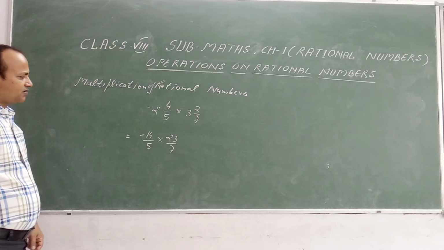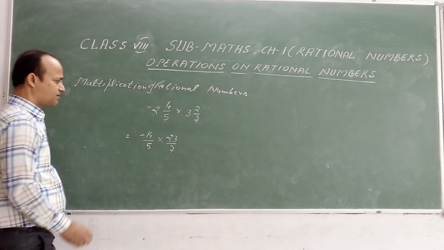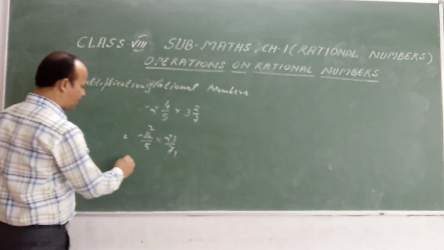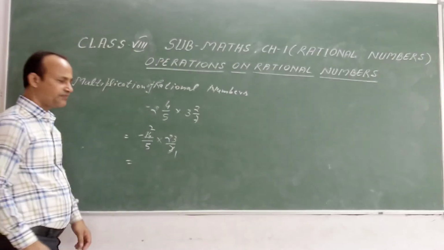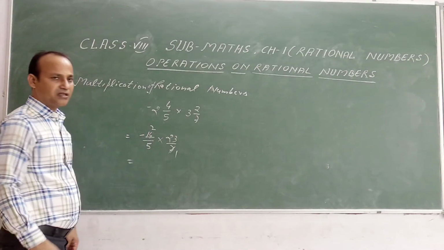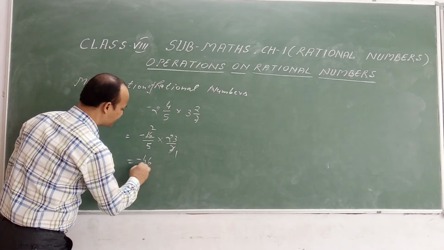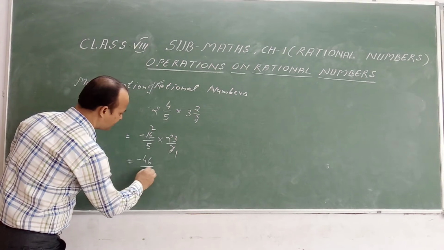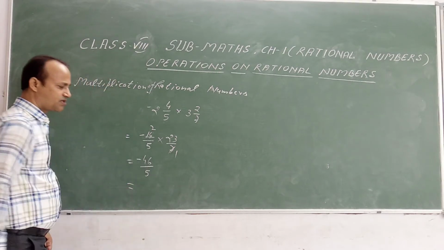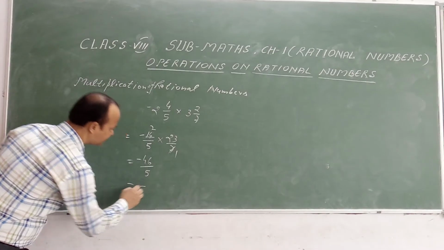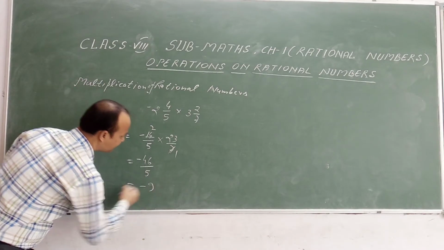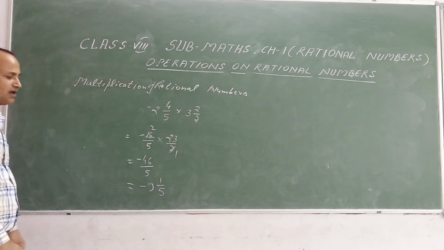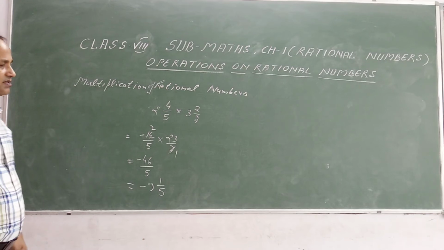If there is a number which can be cancelled, then cancel it. 7 1s are 7 and 7 2s are 14. Now multiply the numerator with numerator with sign. That is minus 2 multiplied by 23, that will be minus 46 upon denominator with denominator, that is 5 multiplied by 5 1s are 5. Change into a mixed number. 5 9s are 45, 1 remainder, upon 5. That is minus 9 whole 1 upon 5 will be the result.